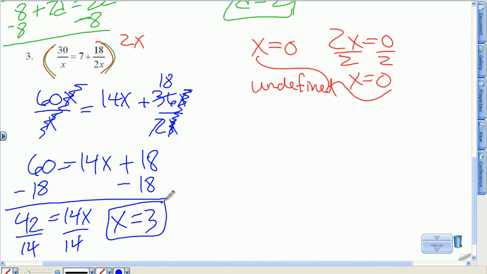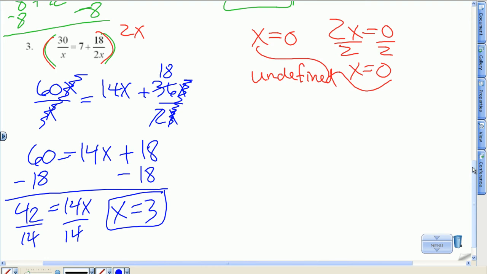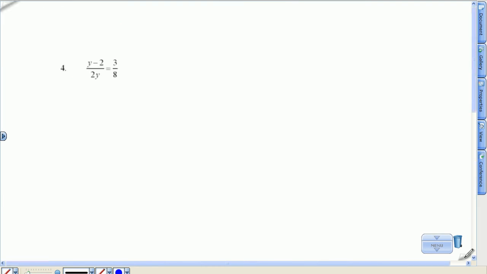Okay, we check our danger side over here. x equals 0 is the bad answer. It doesn't happen. So x equals 3 is fine. Box it up and we'll keep it. It's delightful. We'll keep it.